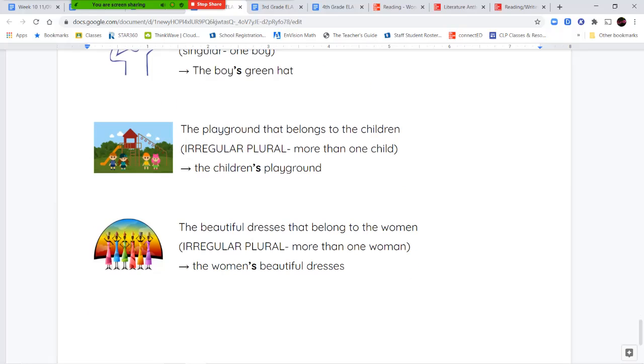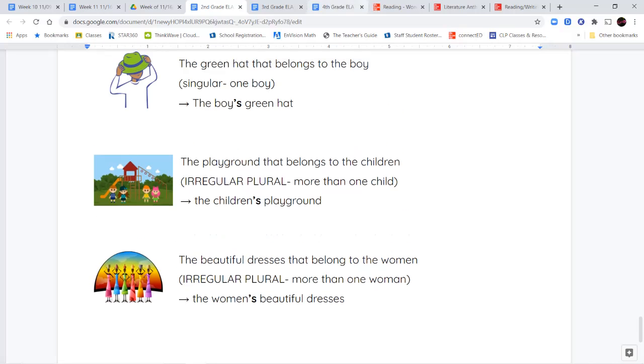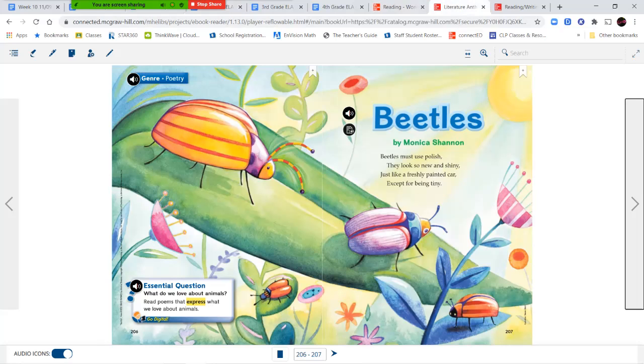Now for irregular plurals, I can say the playground that belongs to the children. So more than one child becomes children, so that's an irregular plural noun. So I'll say the children's playground, so children apostrophe S. Or the beautiful dresses that belong to the women. So women is an irregular plural because woman is one, A-N. When we make it plural, it becomes E-N at the end. So the women's beautiful dresses. So women apostrophe S. All right, that takes us to the end of our notes. Let's go ahead and jump into our stories for this week.